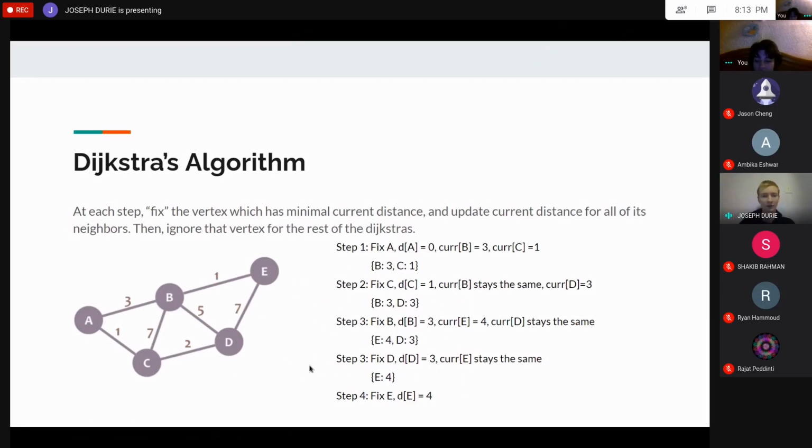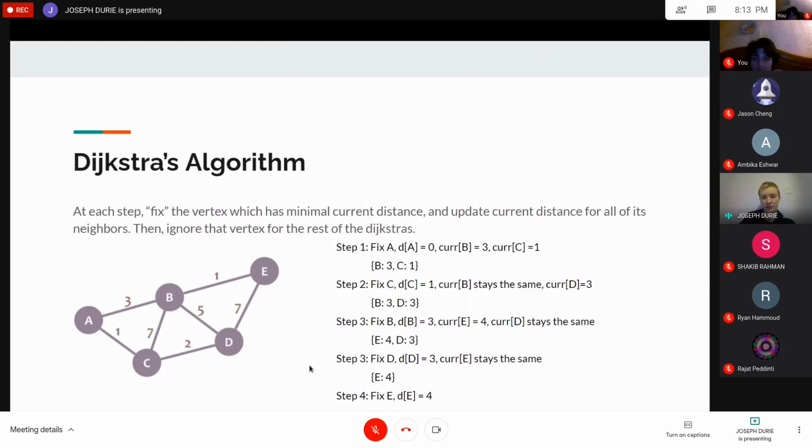So one thing is you kind of want to think of initializing all of your distances to infinity or some really big number. That way in the beginning, you would pick your source vertex because that has distance 0. Everything else is distance infinity. So that one has the smallest distance.